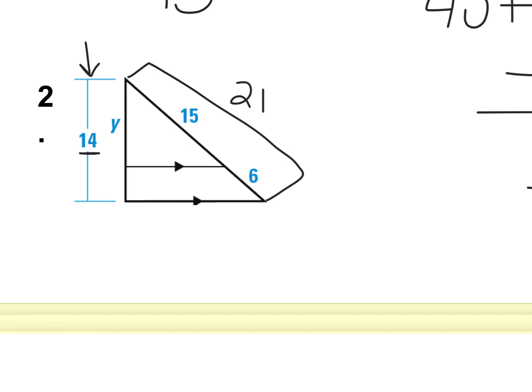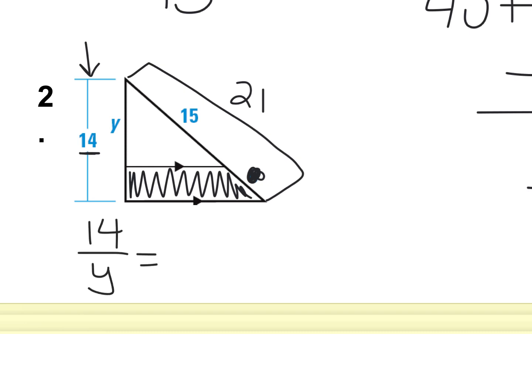What was the next step? Set up a proportion? Not yet. Get rid of what you don't want, which is 6. Now we set up our proportion. What's one of the ratios I can put together? 14 over y equals 12 over 21, or 21 over 15.